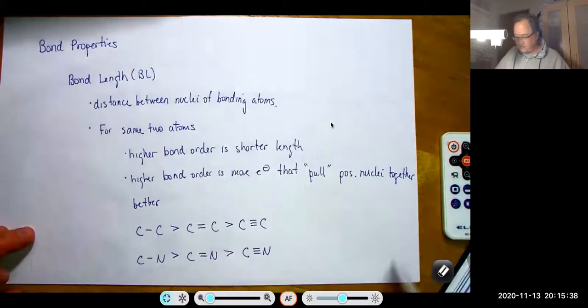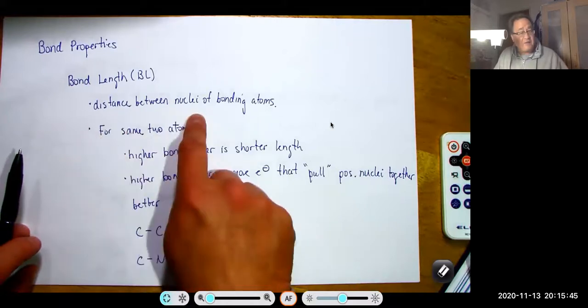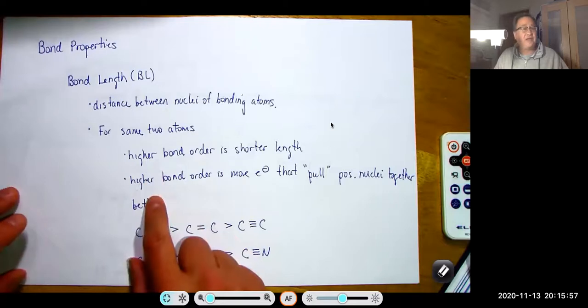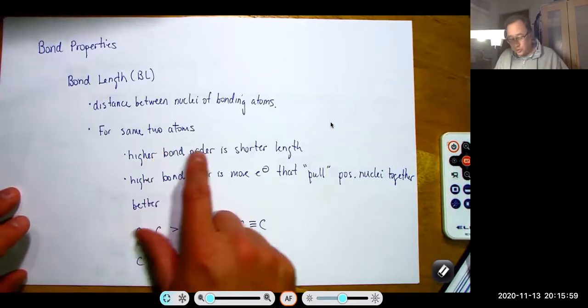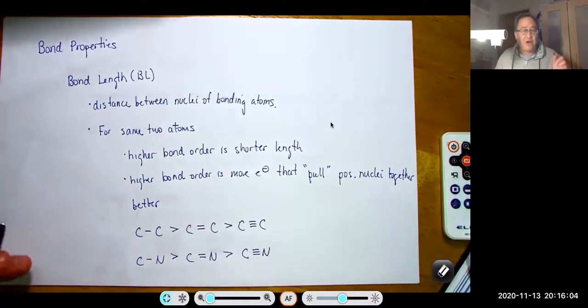Okay. Next bond property we're going to look at is bond length. So I call that BL. This is the distance between nuclei of bonding atoms. And we can kind of estimate which bond lengths are shorter and longer just by remembering the radii. Now, for the same 2 atoms, the higher bond order is the shorter length. So when I say the 2 same atoms, they could be a carbon and a carbon, carbon and a nitrogen, carbon and an oxygen, just as long as you're comparing the 2 atoms that are the same.